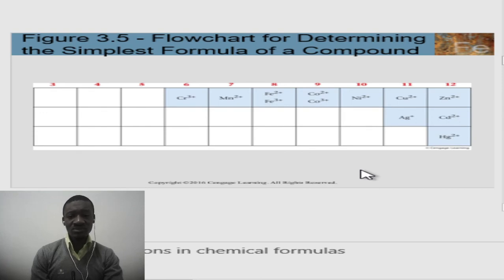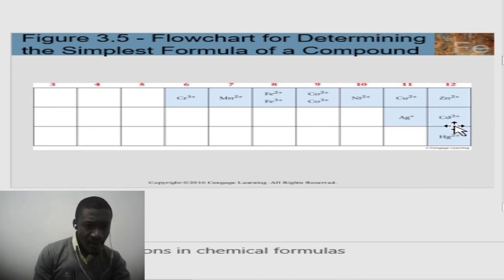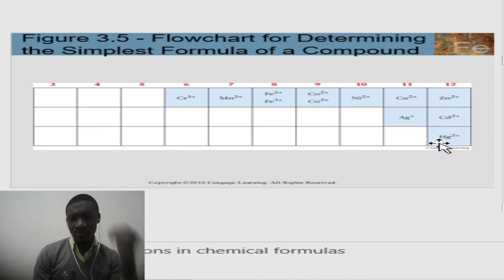Just to remind ourselves, this is a flowchart of a simplest formula, to walk through the whole thing. These are basically transition metals going down. You have chromium, manganese, iron, cobalt, nickel, copper. Copper is what you have here. Silver, zinc, and cadmium, and then mercury at this end.